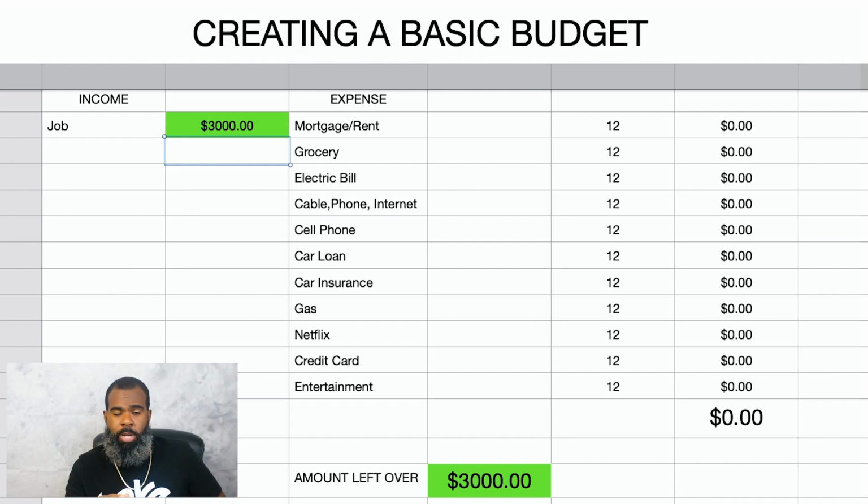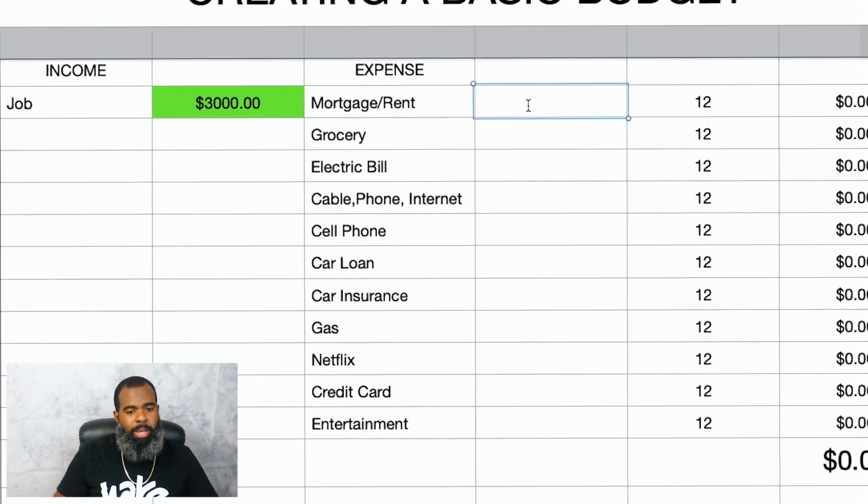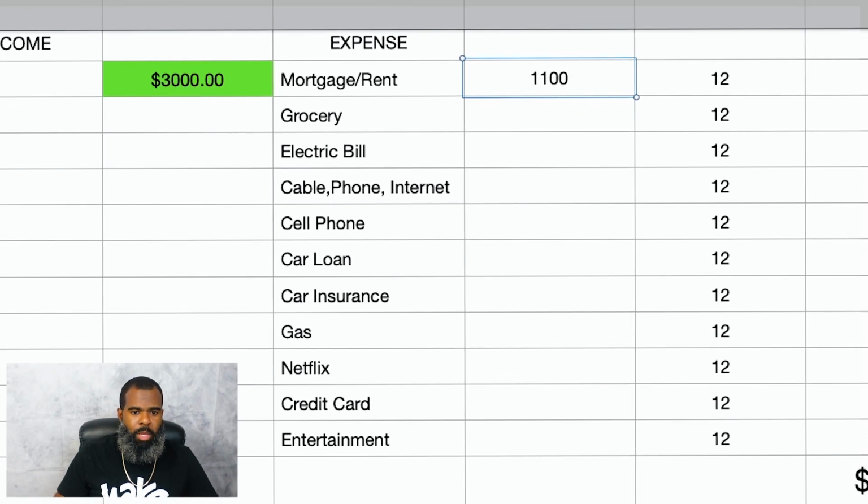As you can see on the spreadsheet, I've already listed some expenses that I'm going to use for this make-believe person. What you want to do is write down all of your expenses that you gather together. I want you to write that expense down, and I want you to write the amount of that expense. I'm gonna go ahead and do that on my sheet now, so you guys can either do it now or follow along with me. The mortgage is $1,100 a month.